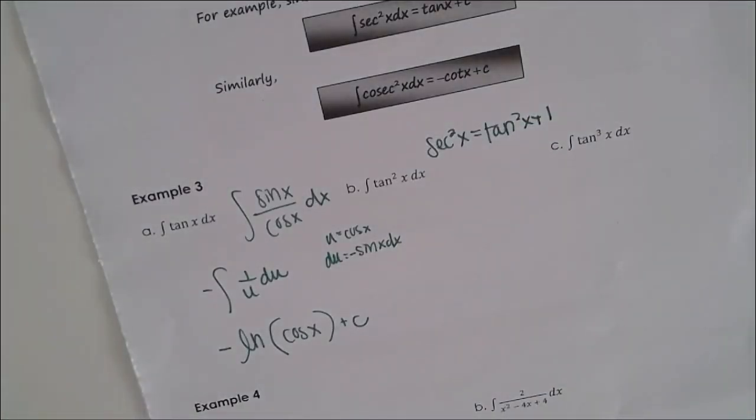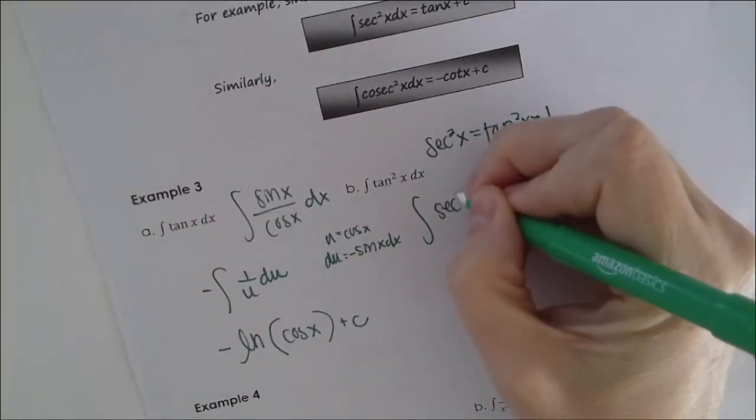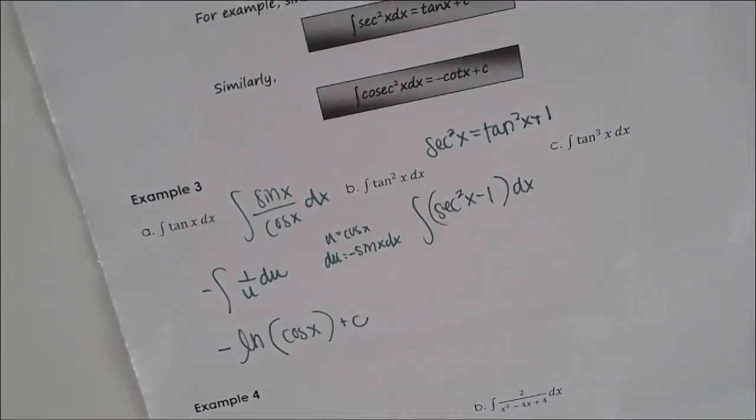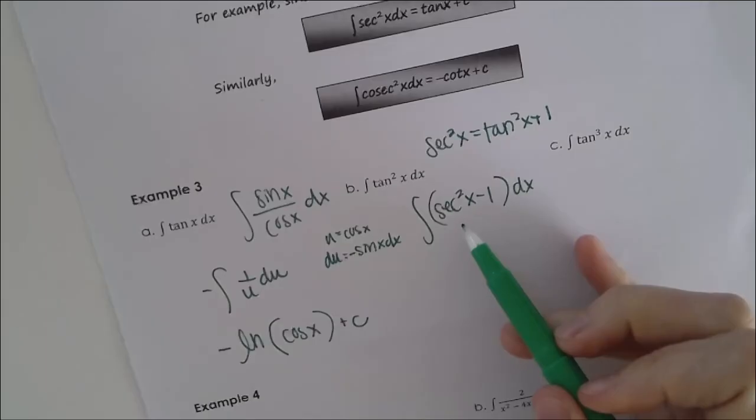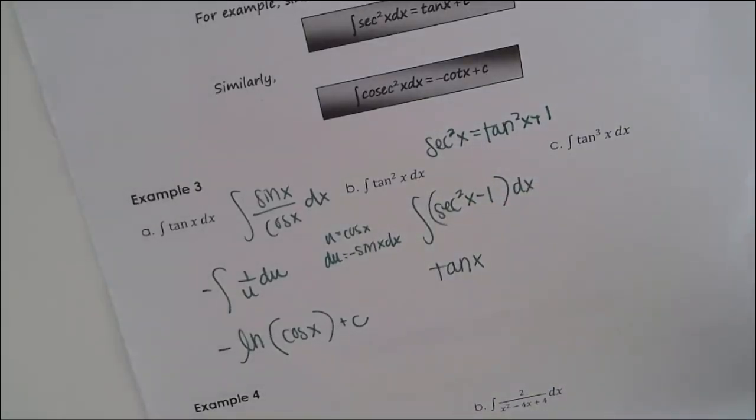If we subtract that 1, we can rewrite this integral as secant squared x minus 1 dx. And then that can follow what we have up above. So the antiderivative of secant squared x is just back to tangent. Antiderivative of 1 is x. So we've got negative x, and then we put our plus c because it's an indefinite integral.